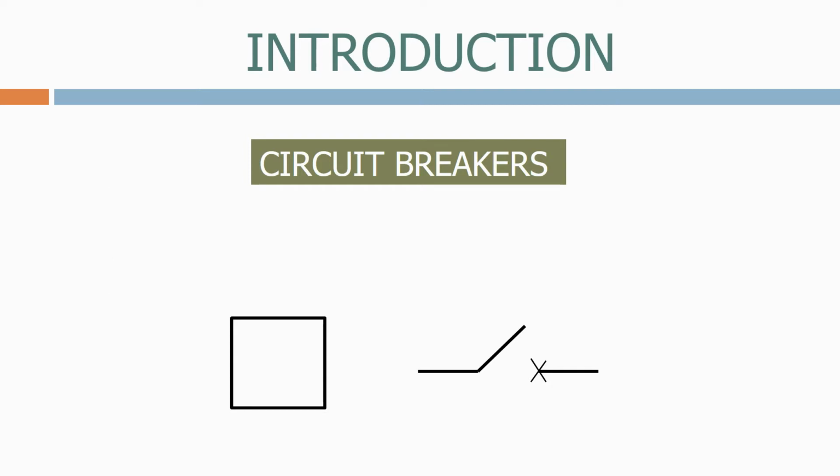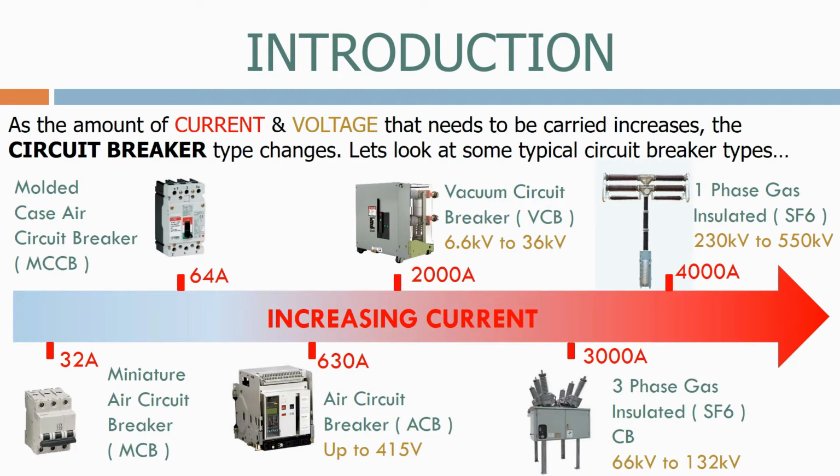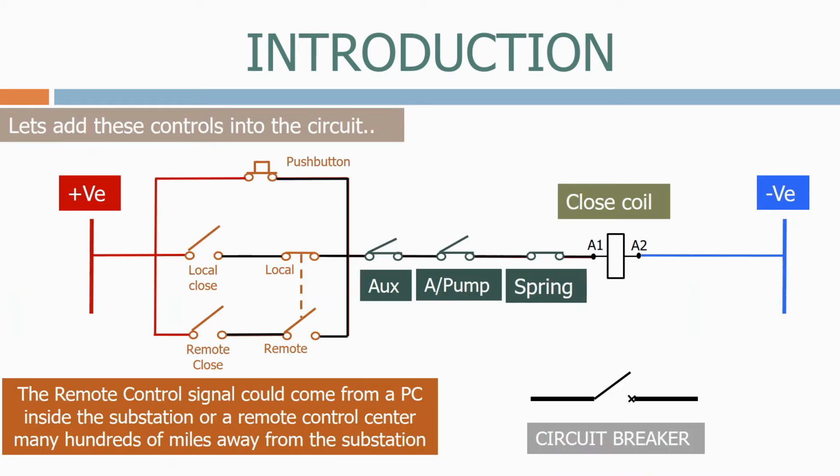Circuit breakers are a key element in the electrical network as they switch the electricity on and off and are there to disconnect any faults quickly when something goes wrong with the system. We will look at the different types of circuit breakers and see how the control circuits interact with the protection and control systems.